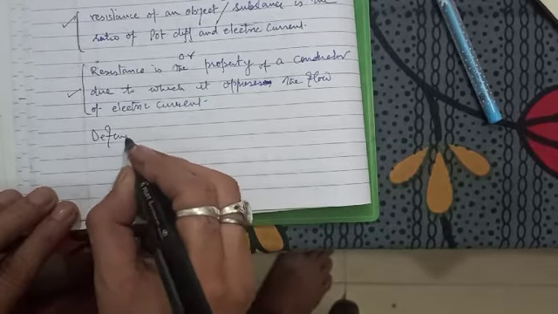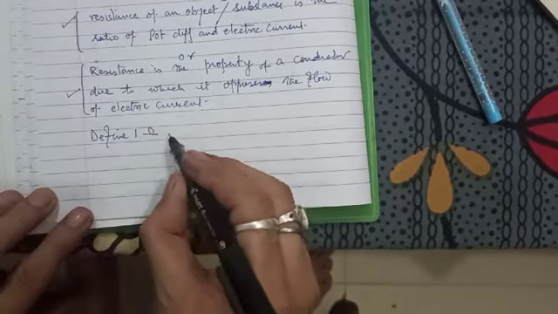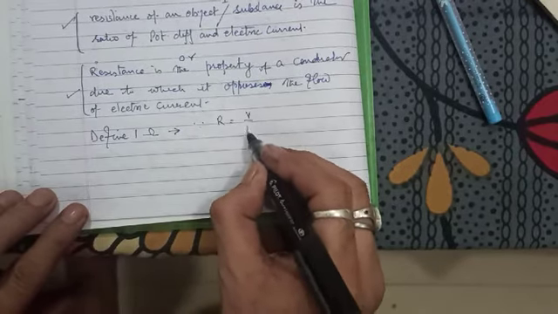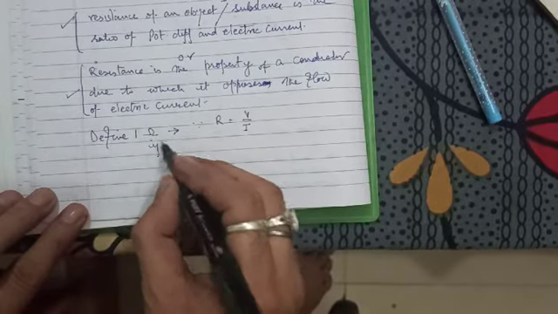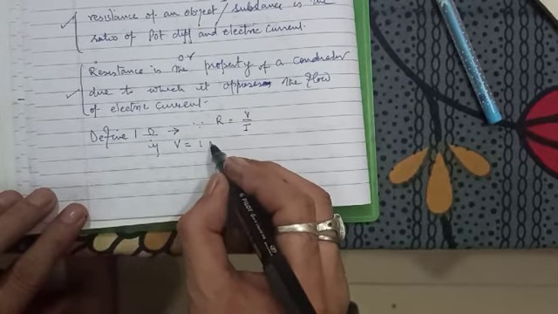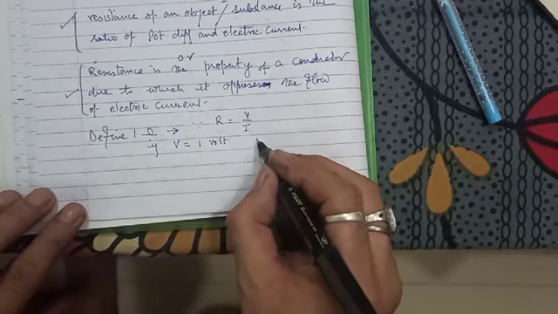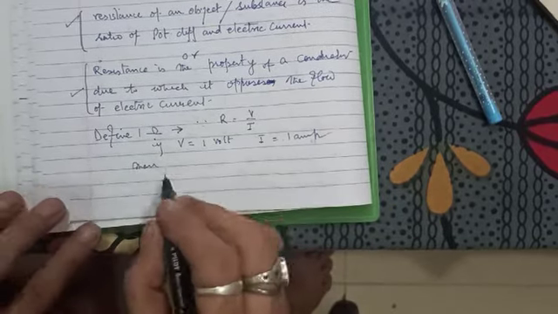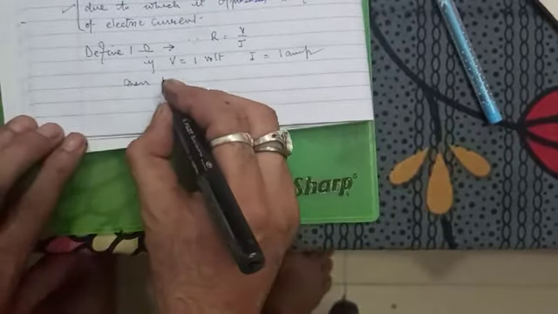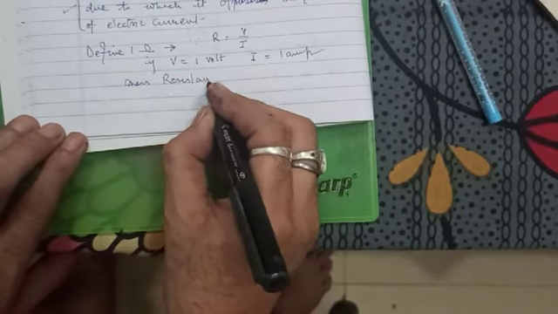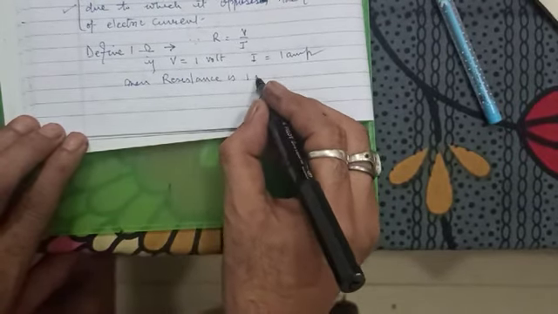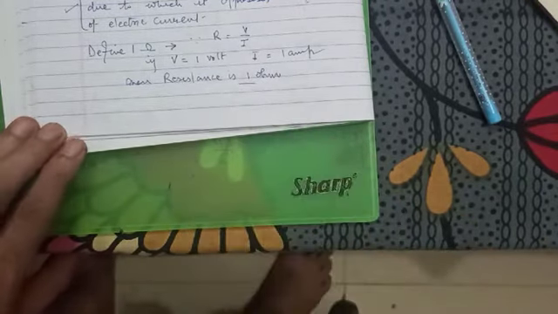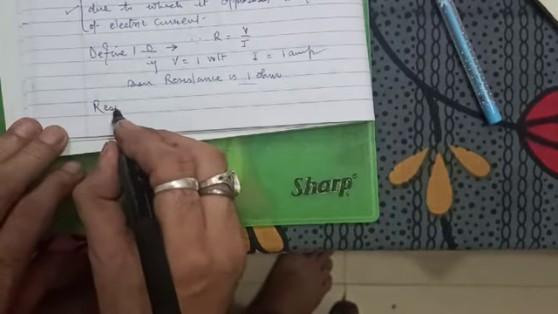Now also, if we are to define 1 ohm, since R equals V upon I, if V is 1 volt and I is 1 ampere, then resistance is 1 ohm.